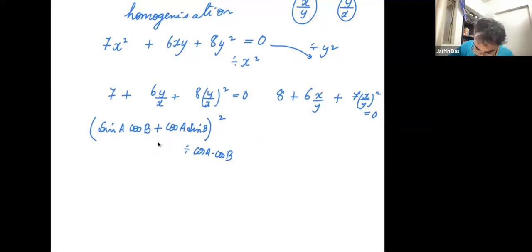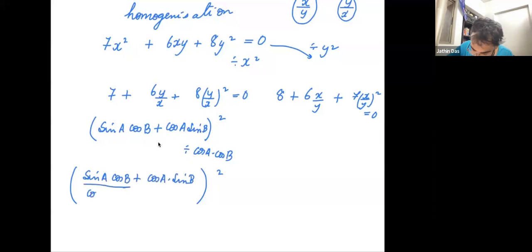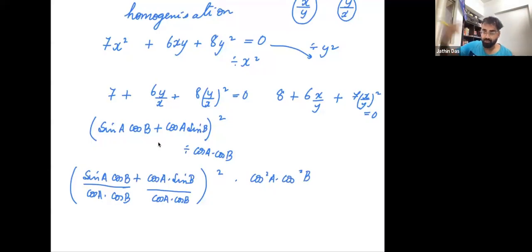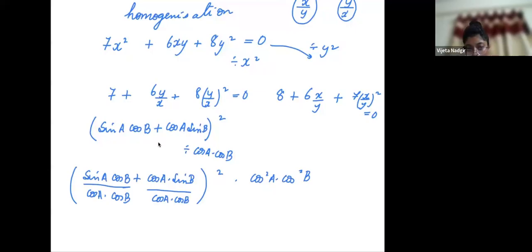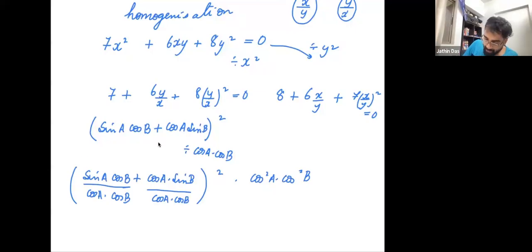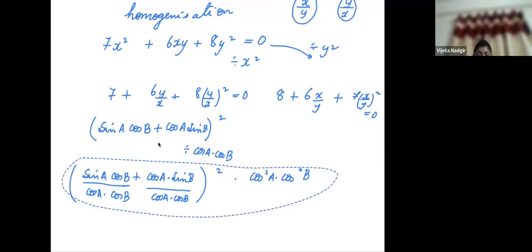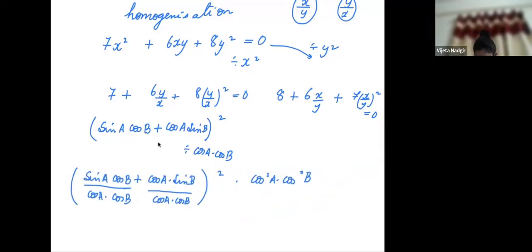Okay? So everything is running inside the square. So when I divide it by cos a cos b, let us see. Sin a cos b plus cos a sin b, I'm dividing it by cos a cos b, and I'm dividing it by cos a cos b. Outside it will be cos square a cos square b, because you divided, so you have to multiply. And the multiplier inside the square comes outside, so the square comes. So (sin a cos b + cos a sin b) square, cos square a cos square b.